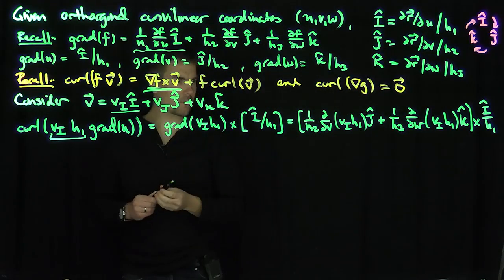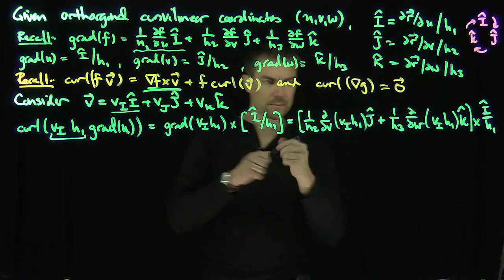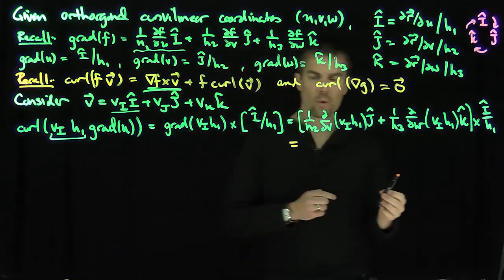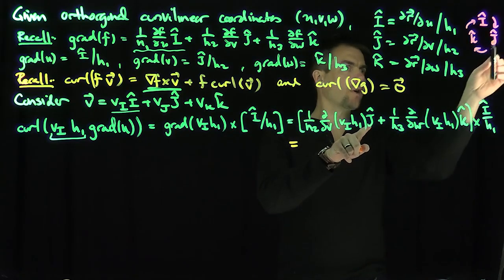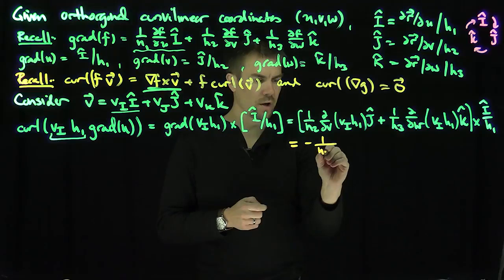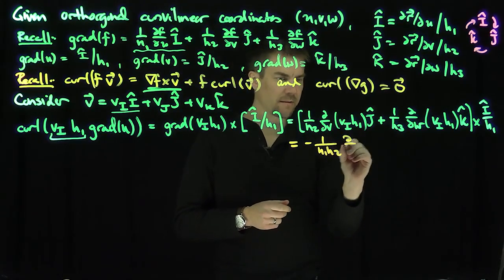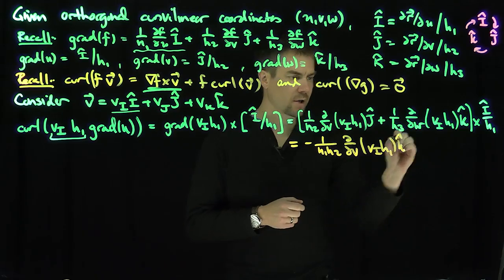Okay? Great. And so from this, we're going to get two terms. What two terms are we going to get from this? Well, we're going to have a negative term because j cross i is negative k. So that's going to be a negative 1 over h1 h2 d by dv of vi h1, and that's a k hat term.